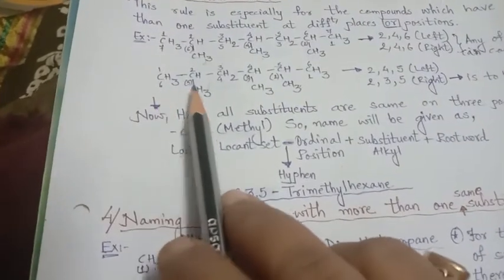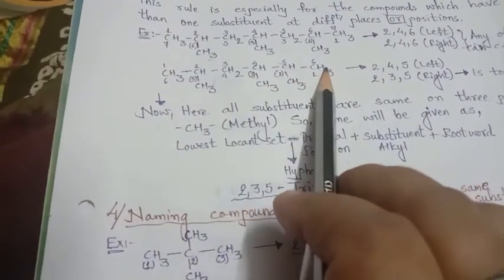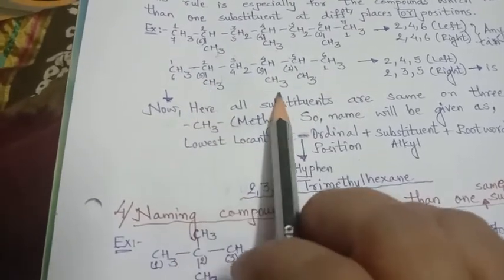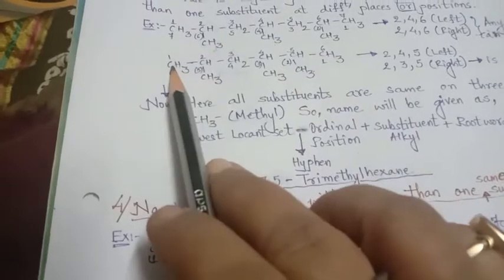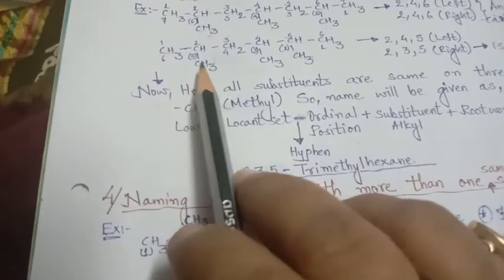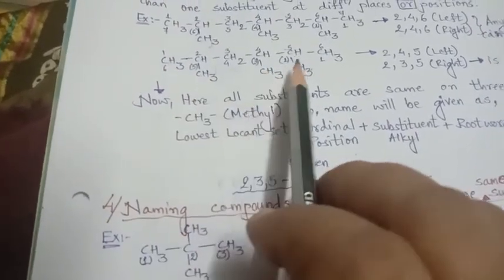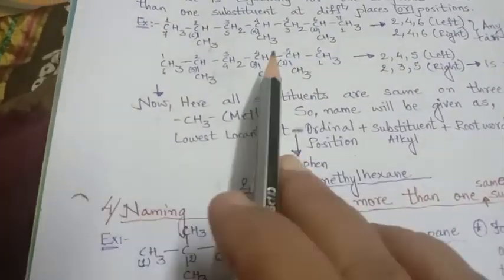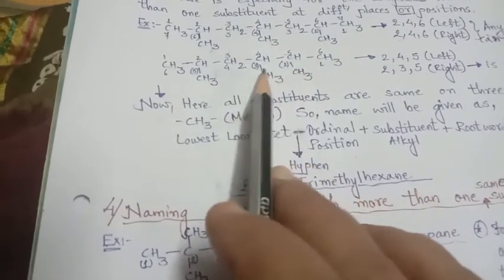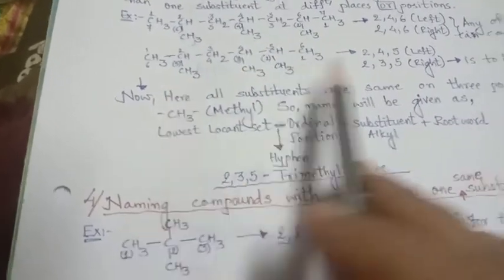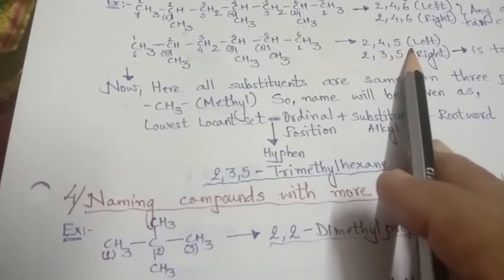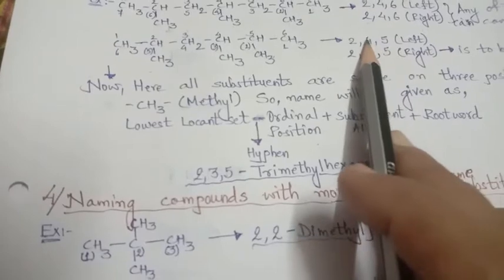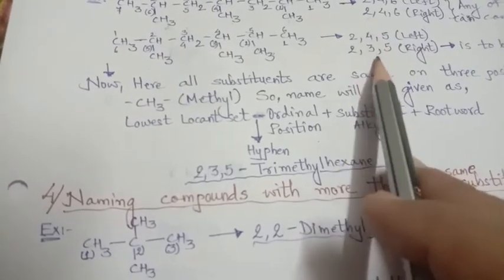Here see, 1, 2, 3, 4, 5, 6 is the longest chain. Now we have to see that there are 3 branches here also. If I go from the left side, the branches are on the second, fourth and fifth carbon. If I go from the right side, the branches are at second, third and fifth. See here: second, fourth and fifth; second, third and fifth. So second and fifth are similar, but here the lower position is third.